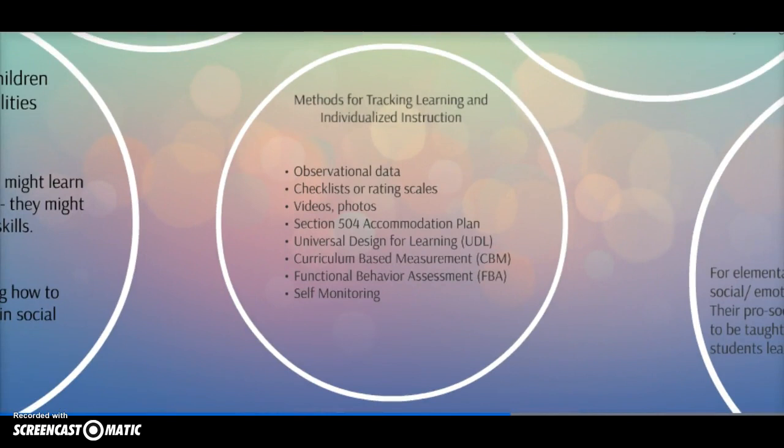So to track their child's learning and help with individualized instruction, there's a variety of tools to use. One of them is observational data, and you can just take notes. If you observe the child doing certain things, whether negative or positive, just take notes and document it over a period of time. There's also checklists and rating scales.